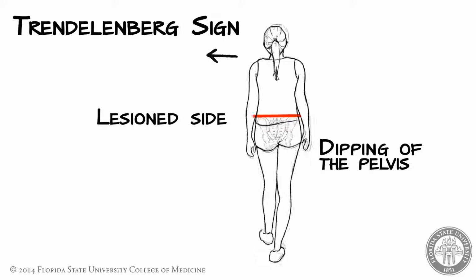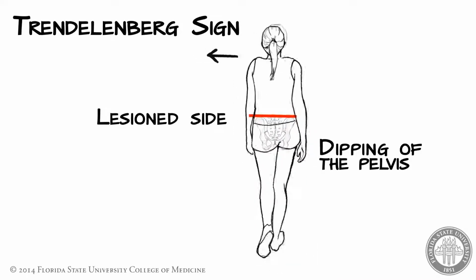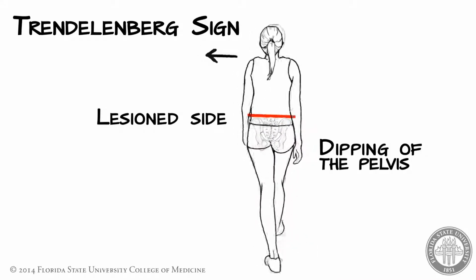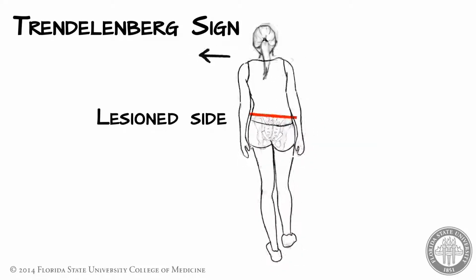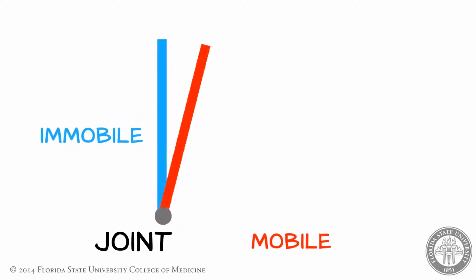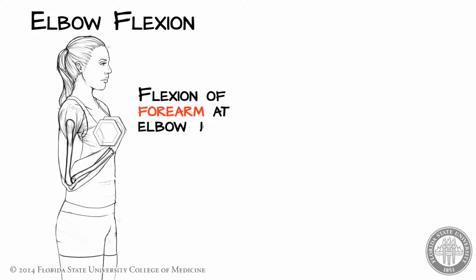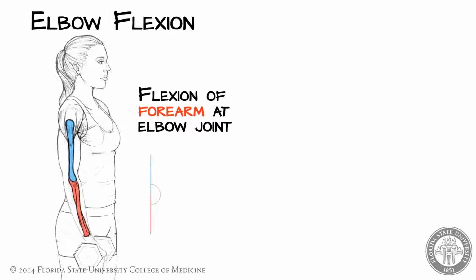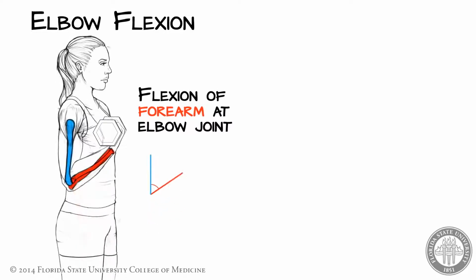The mechanics behind the Trendelenburg sign are difficult, but can be made easier by first reviewing basic principles of joint movements. Joint movements can be described in different ways depending upon which skeletal elements are fixed or immobile. For instance, performing a dumbbell curl is an example of elbow flexion. More specifically, this motion can be described as flexion of the forearm at the elbow joint. The bones of the forearm are in motion, while the humerus is relatively immobile, held in place by the muscles of the shoulder and chest.